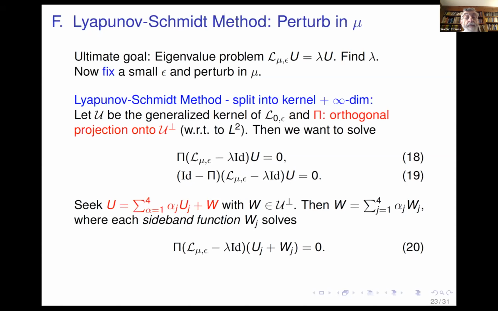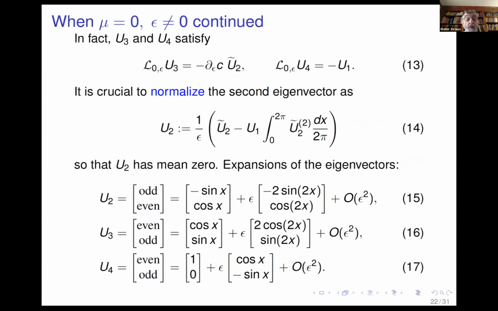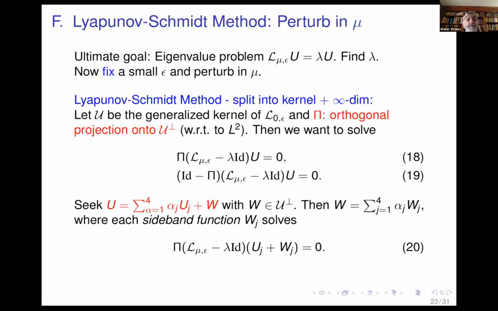Okay. Right. So here we have these eigenvectors. That's when mu equals 0. Those are eigenvectors at the origin, lambda equals 0. Now we want to take those and perturb in mu. So we fix the epsilon and we perturb in the mu.